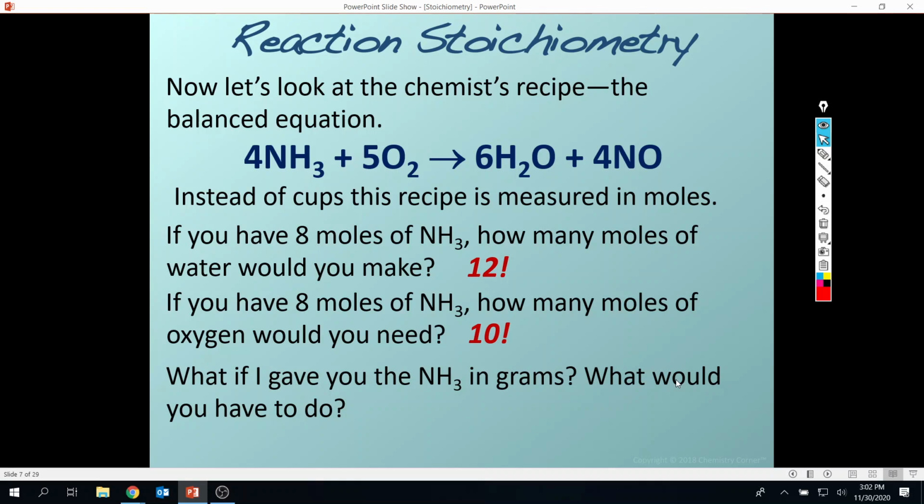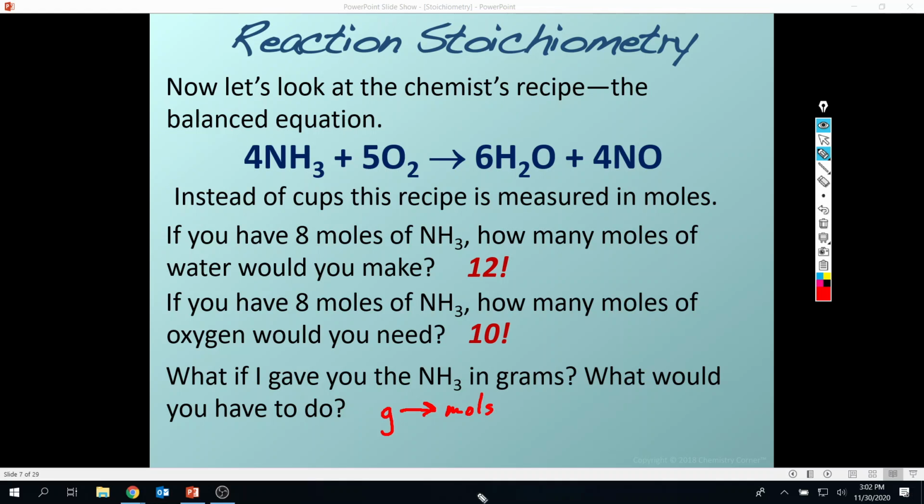Ooh, what if I gave you the ammonia in grams? What would you have to do? No, we always, because remember, we always make our comparison in moles. And so the first thing we would do would be convert grams to moles. And then, honestly, Diego, we would have to look at what else they asked us. If they asked us for a final product in grams, we would go grams to moles, moles to moles, and then moles back to grams.